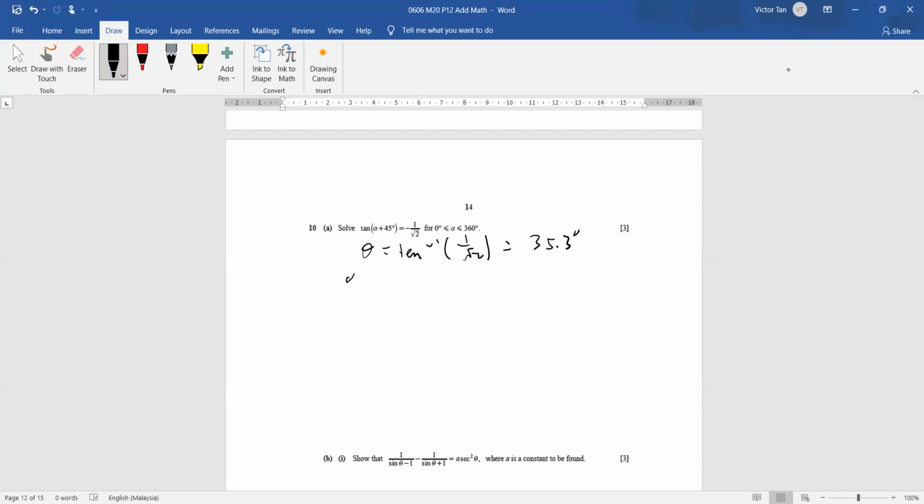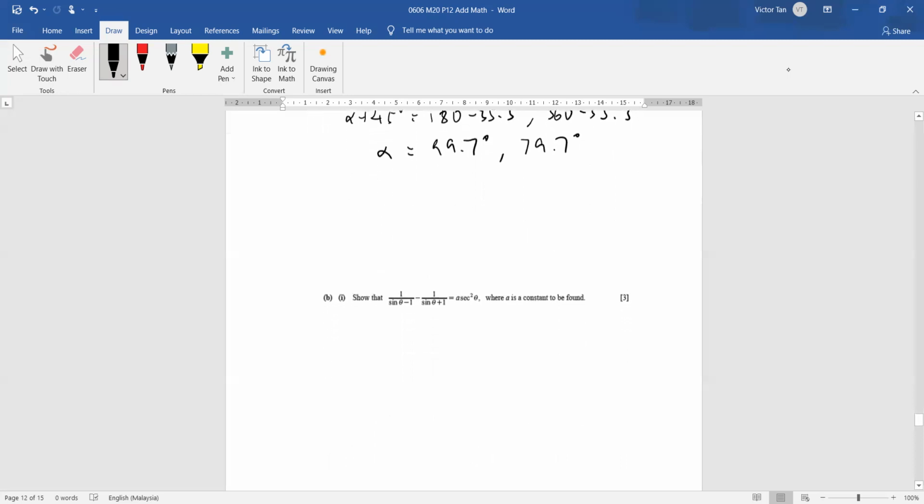So alpha plus 45 degrees. This is negative, which means it's in the second and the fourth quadrant. So it's 180 minus 35.3 degrees, or 360 minus 35.3 degrees. Alpha equals 144.7 minus 45, so this is 99.7 degrees, and 79.7 degrees.